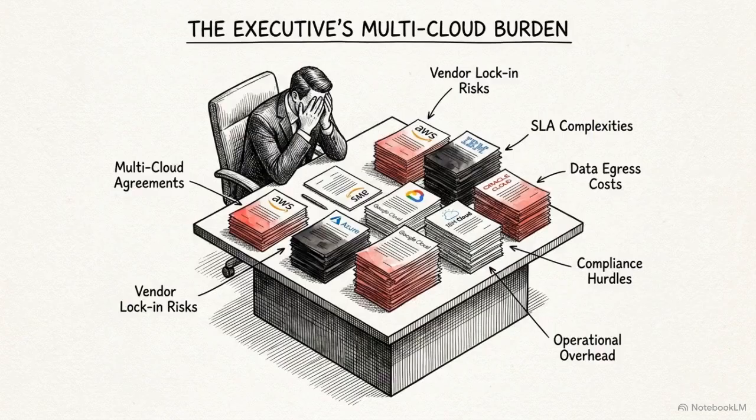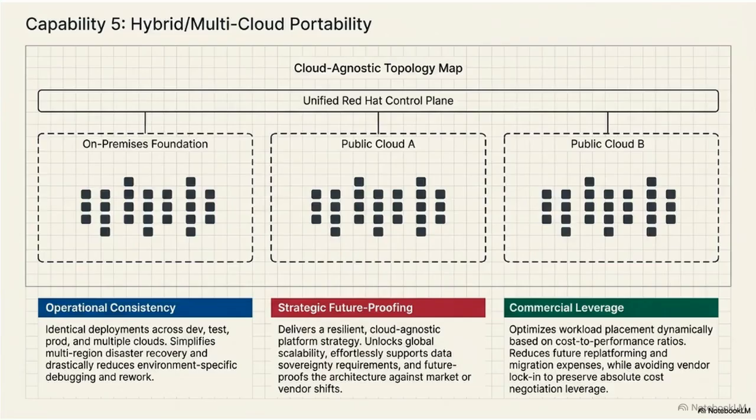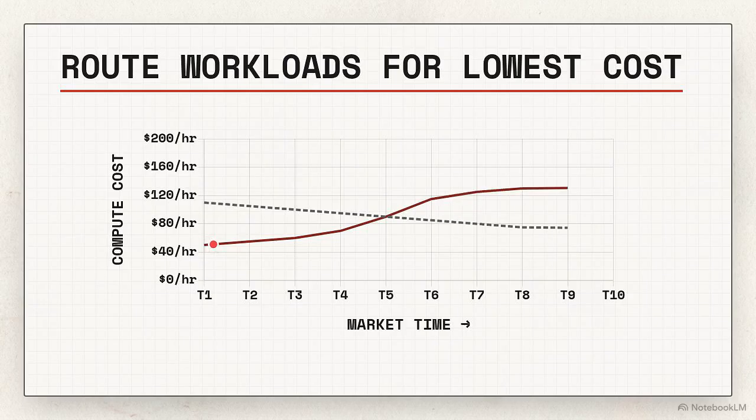The final architectural layer addresses the risk of vendor lock-in and shifting public cloud markets. This map displays a unified Red Hat control plane spanning across both on-premise infrastructure and multiple public clouds. This setup ensures identical agnostic deployments regardless of the underlying host environment. True portability unlocks dynamic workload placement.